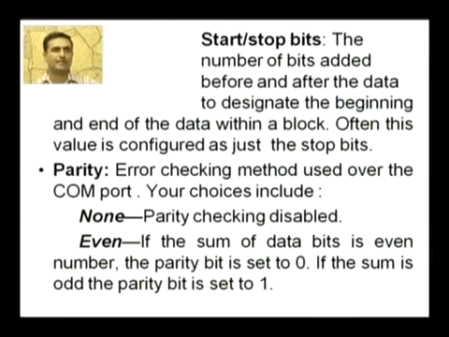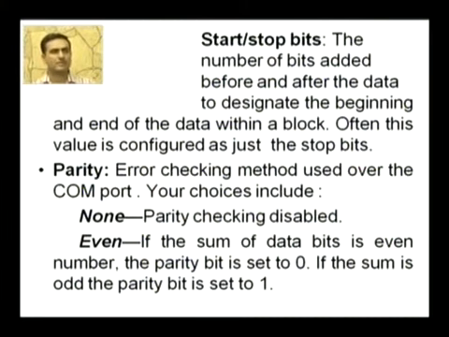As the data is sent in blocks, we have to identify the starting and ending of the data. So there are the start and stop bits, the number of bits added before and after the data to designate the beginning and end of the data within a block. Often this value is configured as just the stop bits. Next characteristic is the parity. The error checking method used over the COM ports is the parity.